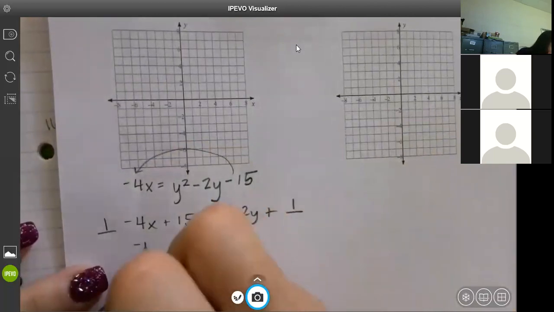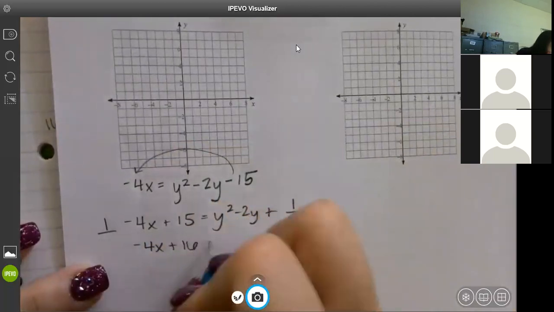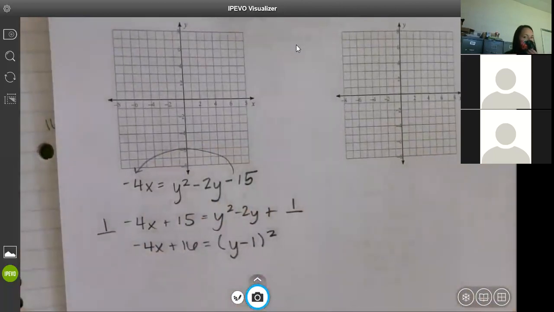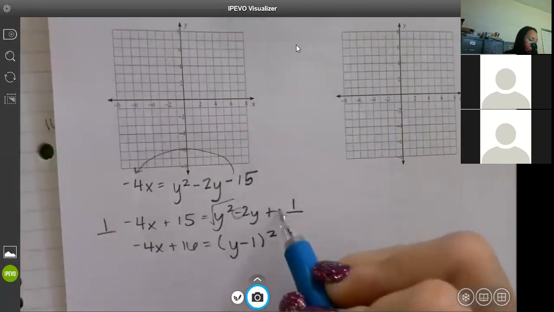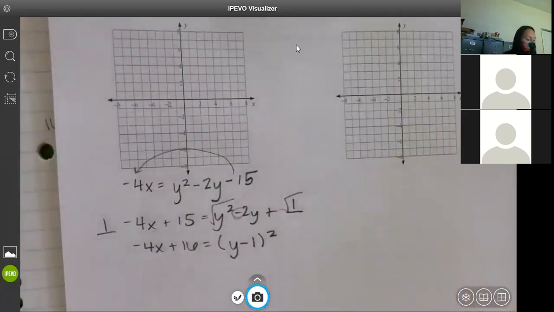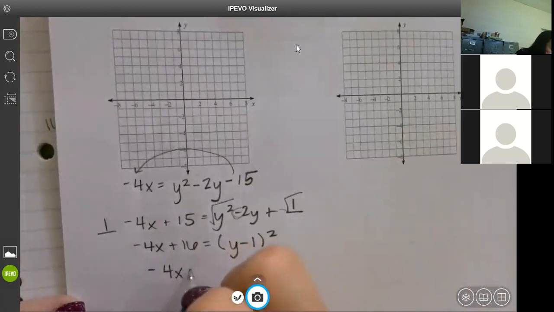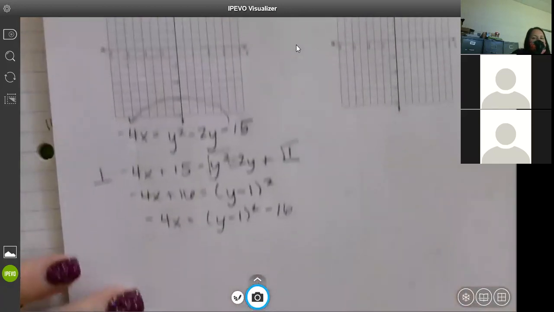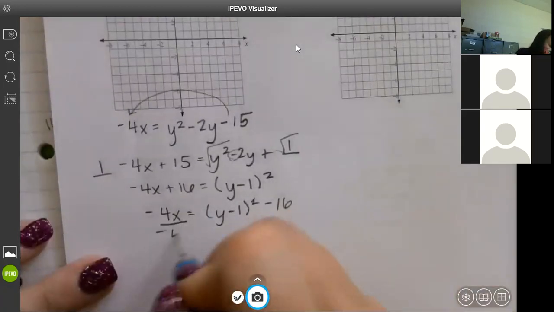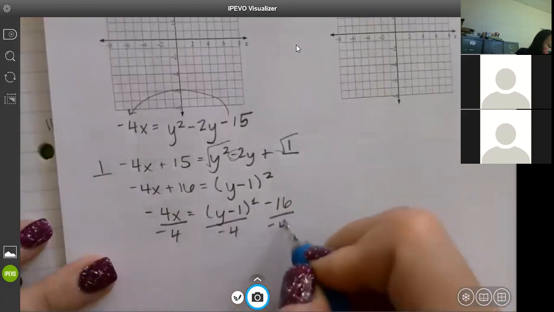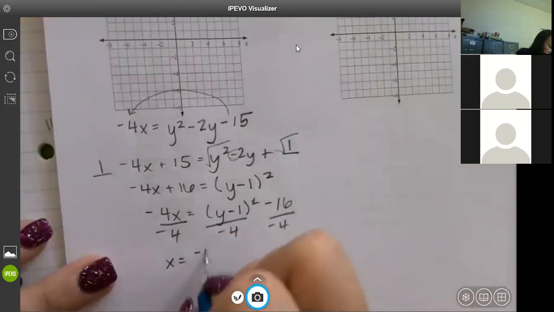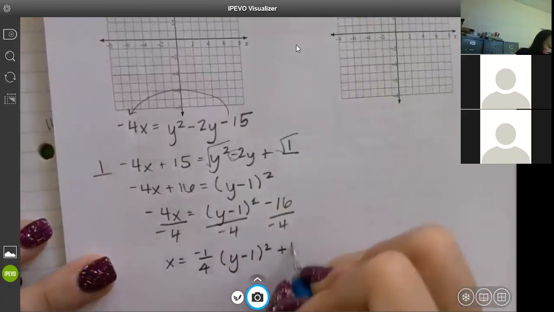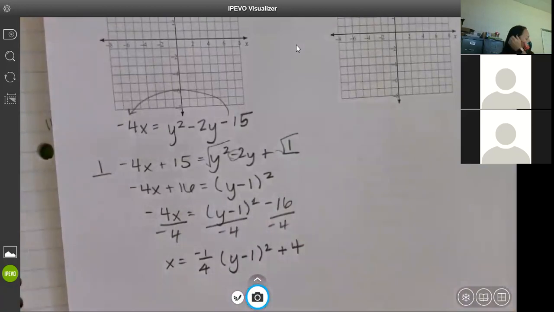Over here, we're going to add it together, -4x plus 16. We can rewrite y minus 1 squared. Again, square root of the first, sign, square root of the last. Move your 16: -4x equals y minus 1 squared, and subtract your 16. And then the last step is divide by -4. We have x equals, rewrite it as -1/4, y minus 1 squared, and then a plus 4.